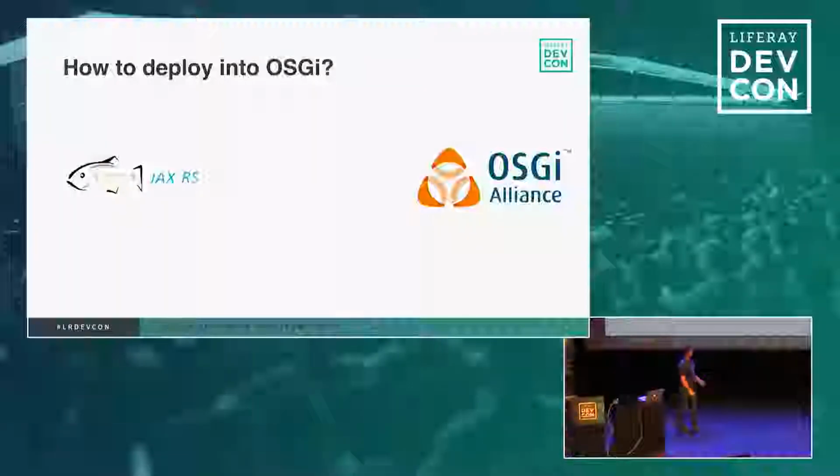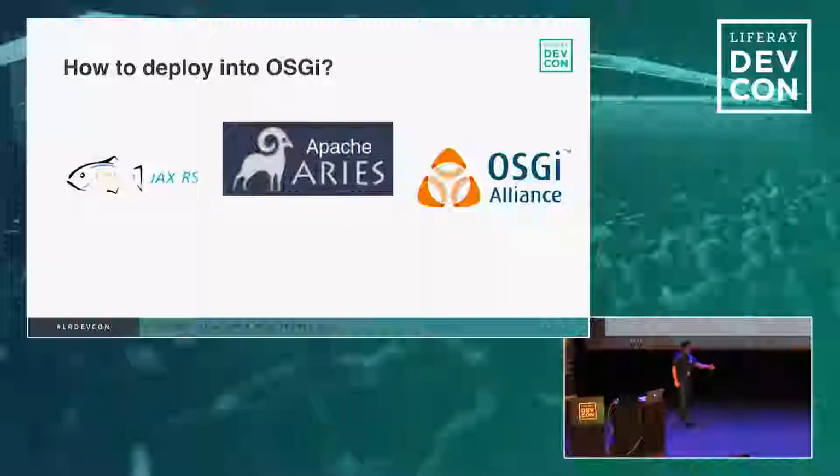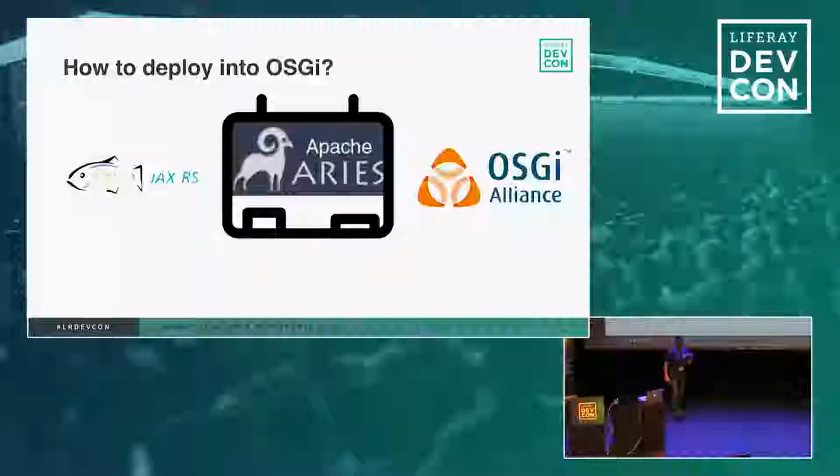So what did we do? Normally when you have to deal with EE4J standards or Java EE standards and OSGi, you will think of Apache Aries, which is a set of enterprise implementations for OSGi. In this case, this is a Liferay contribution. It's something that we have been working very hard to provide and to contribute to Apache Aries, which is the JAX-RS whiteboard for Apache Aries.